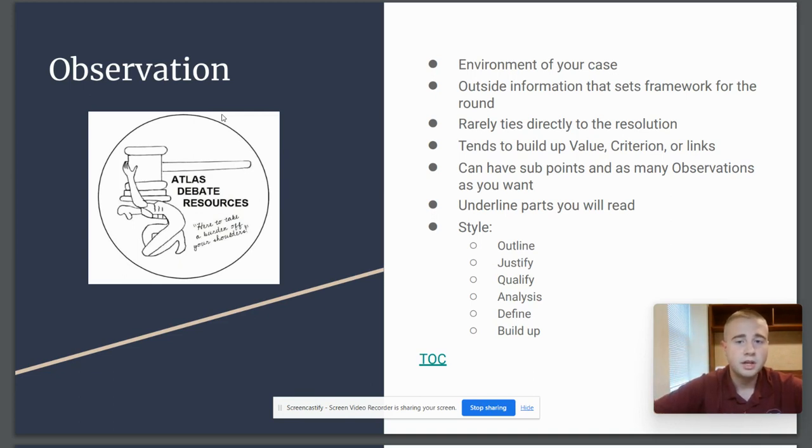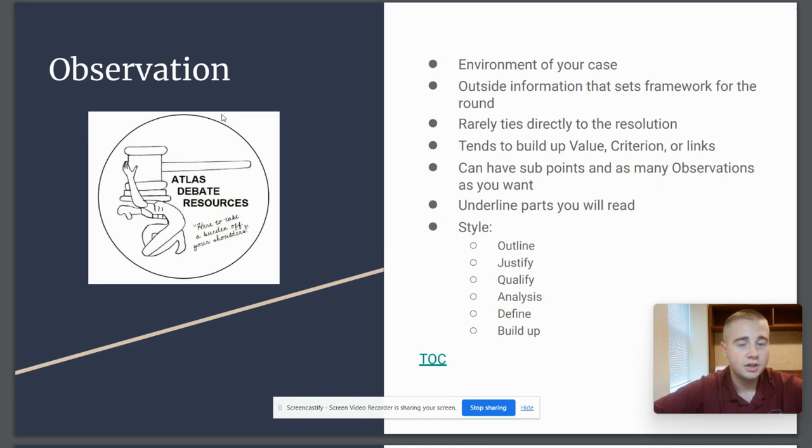So, for example, you could have an observation that says justice makes people happy as a first observation. Observation 2, if people aren't happy, they don't work, society falls apart. It's setting up this outline. And then your contentions prove how you achieve justice, which therefore achieves happiness, which therefore achieves so on and so forth.